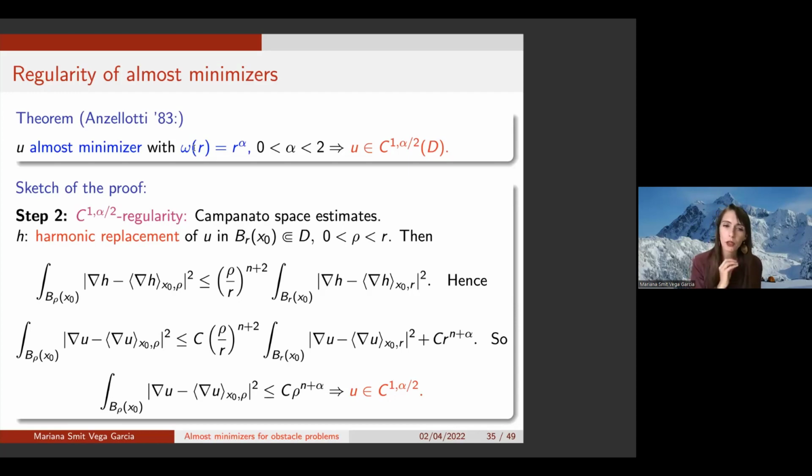Once more, you play with the harmonic replacement. You use the fact that H itself solves a PDE, so you have some estimates, the first line over here, so you can compare the gradient of H with the average of the gradient of H. Once more, you use the fact that U and H share the boundary, so on the boundary they are the same. You have errors from the fact that U is an almost minimizer, and with that, you can obtain some kind of estimate for the gradient of U as well, which allows you to conclude U itself is C^{1,α/2}.